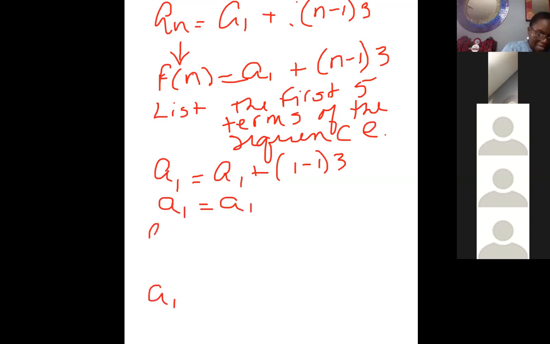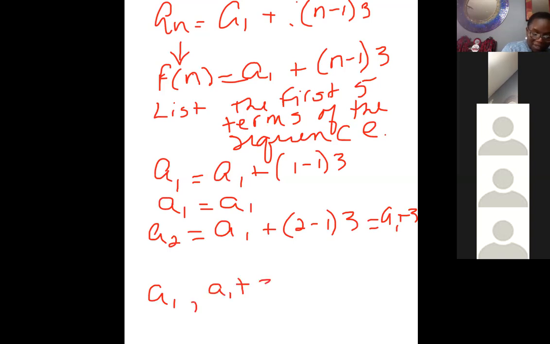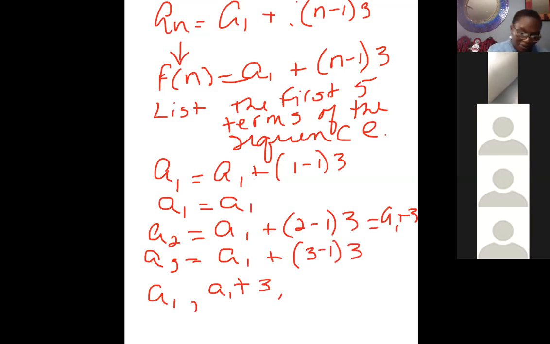Now, if we were to go to the second term, the second term would be A1 plus 2 minus 1 times 3, which would end up giving us A1 plus 3. So the next term would be the first term plus 3. Now, let's go to the third term. We do A1 plus 3 minus 1 times 3. And so this one will equal out to A1 plus 6. So the third term would be A1 plus 6. Now, do you guys see a pattern starting to form?